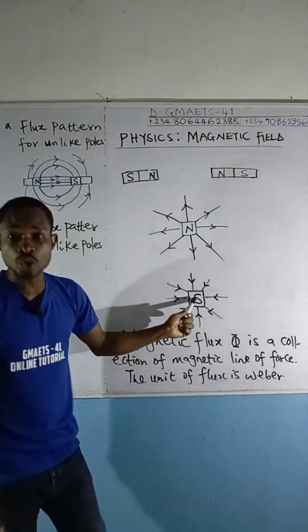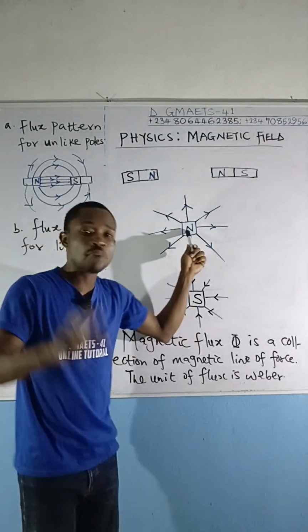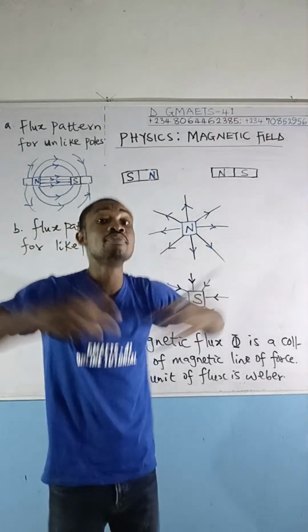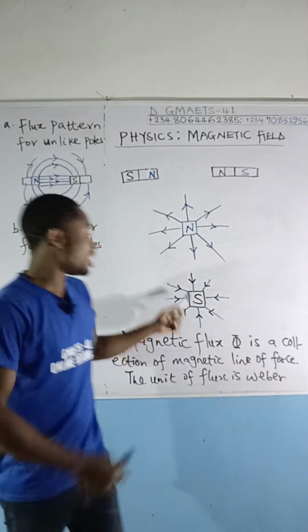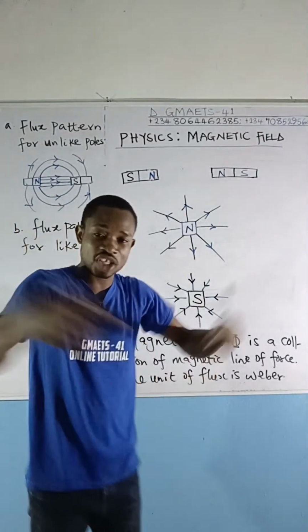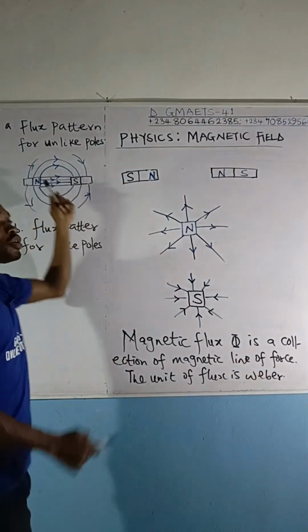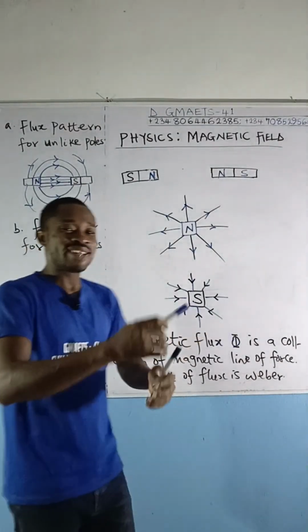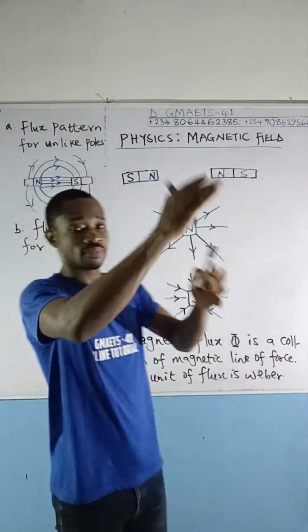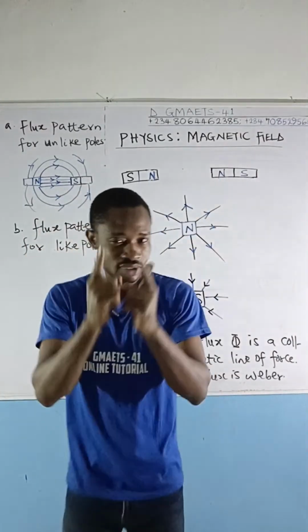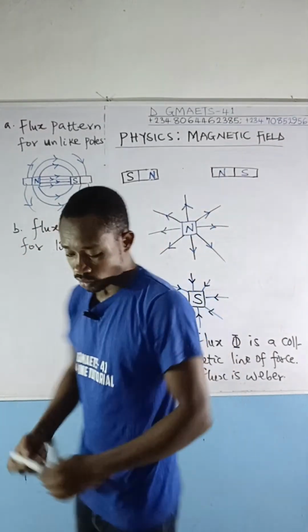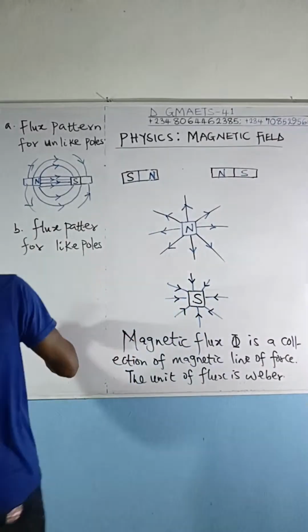That was what I told you here. For the north pole, the lines of force diverge. They move away from the north pole. And for the south pole, they converge. They come towards the south. So in this case of north and south, the arrow is going to be shown in such a way that it comes from the north facing the south. Take note of that.